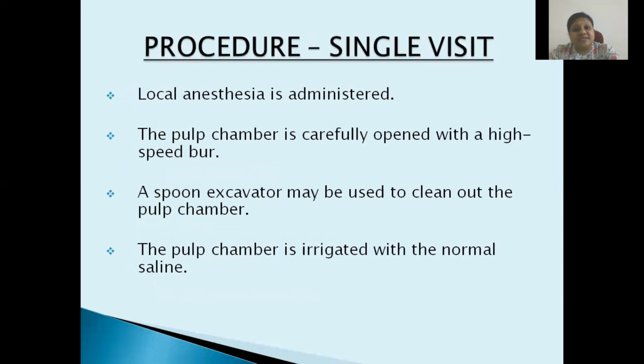Coming on to the procedure of pulpectomy, we will first talk about the single visit pulpectomy procedure. The local anesthesia is administered. The pulp chamber is carefully opened with a high-speed burr. The spoon excavator may be used to clean out the pulp chamber. The pulp chamber is irrigated with normal saline.